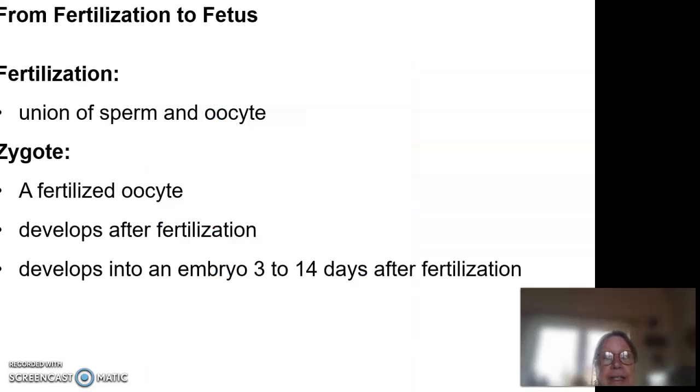Then you have fertilization to the fetus, where you have a union of the sperm and the egg. When this happens, you get a zygote, which is a fertilized egg, and it develops into an embryo 3 to 14 days after fertilization.